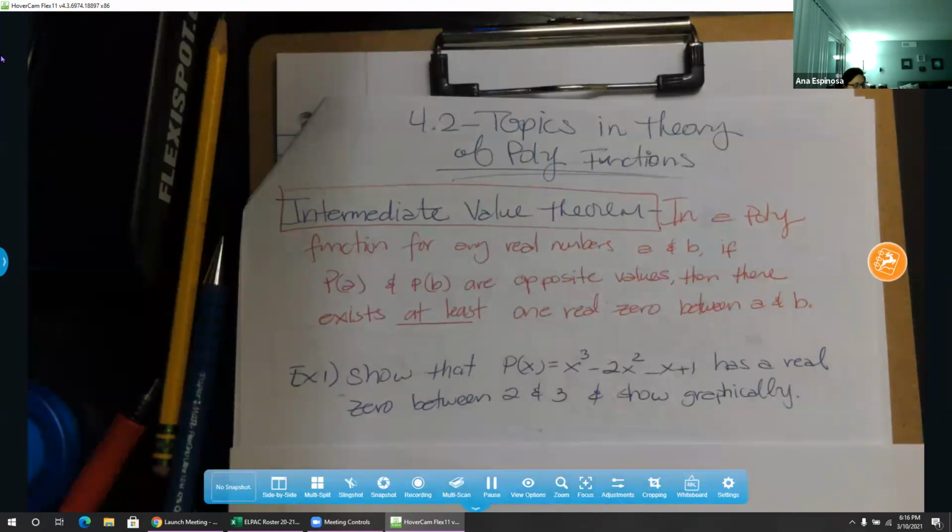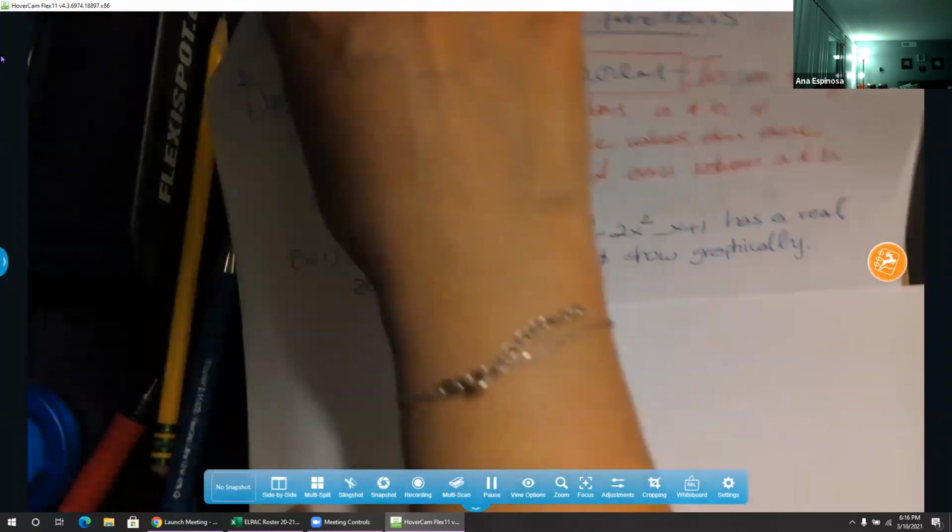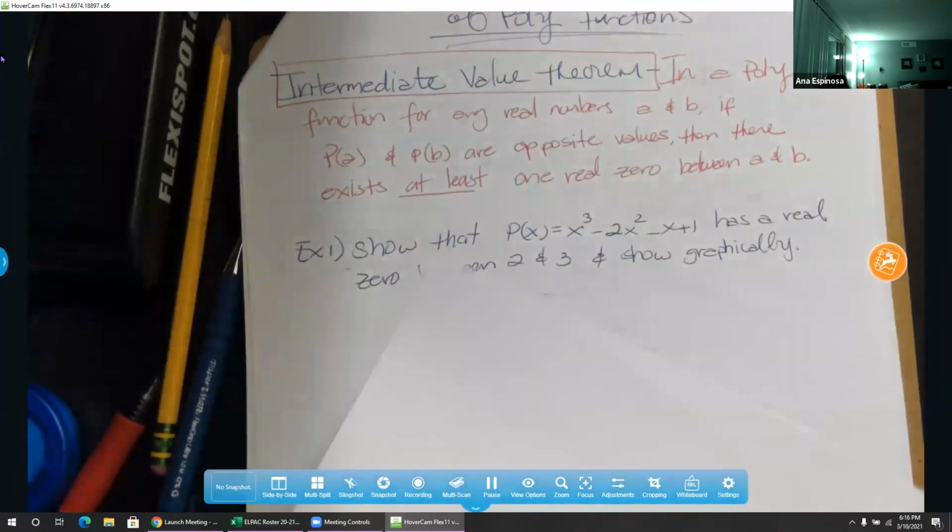All right, so let's suppose it says, show that p of x has a real zero between 2 and 3. You can state it algebraically, which I will right now, and then you can show it graphically. So what do we do? This is a piece of cake. It's a piece of cake when you know what they're asking for. If you don't know what they're asking for, this is not a piece of cake, right?